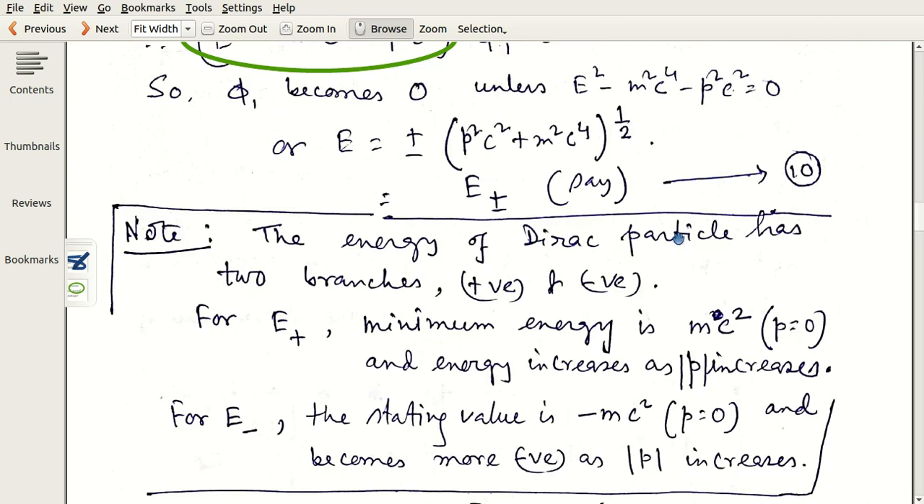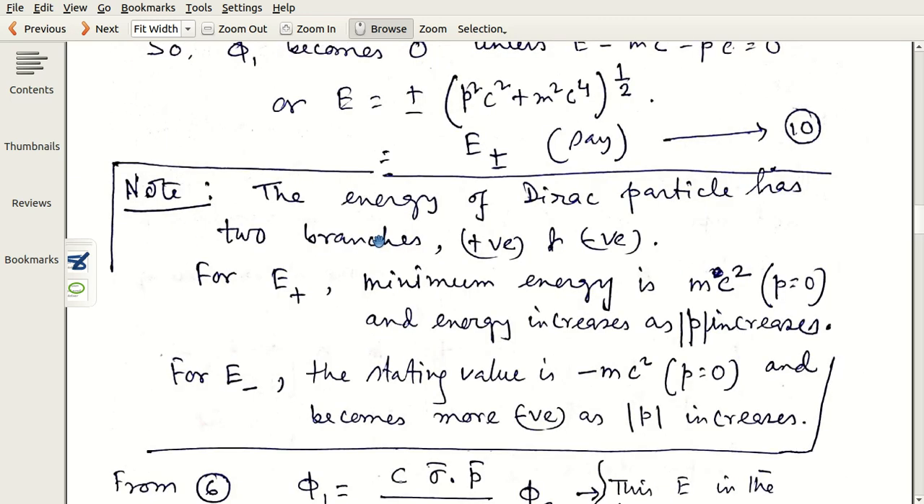So we see that the energy of a Dirac particle, you note this part, this is very important. In fact, we will see it in the next class. This part has extreme importance in the field of physics. Actually, this algebra led to the prediction of antiparticles. We will see it in the next class.